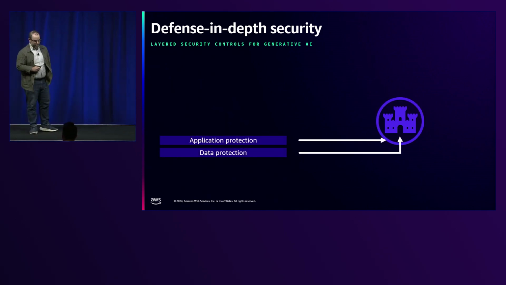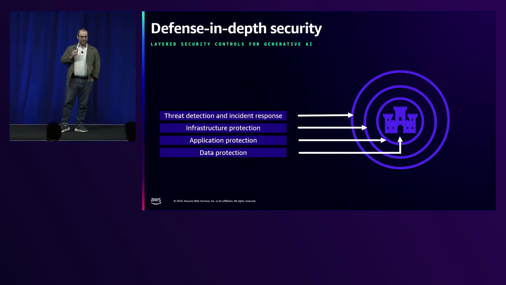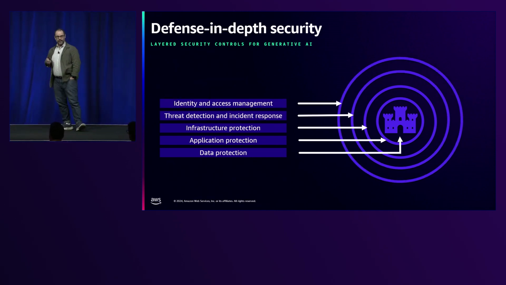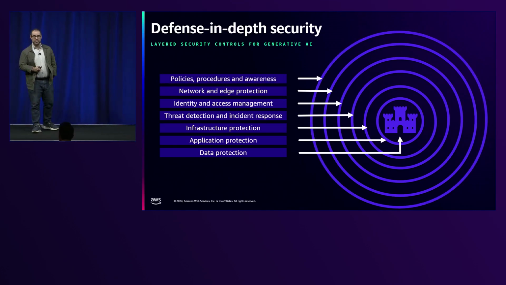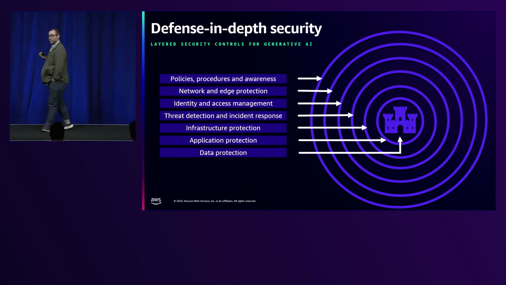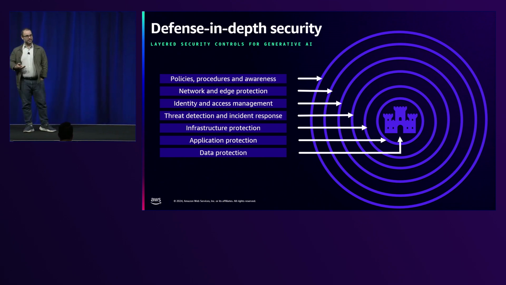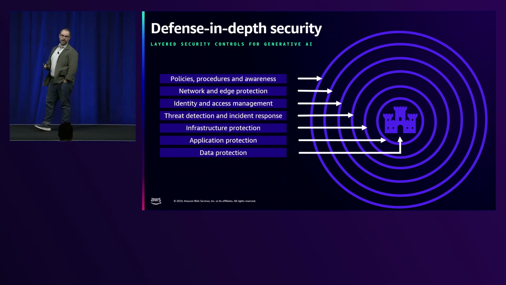We want to cover data protection, application protection, infrastructure protection, threat detection and incident response, identity and access management, network and edge protection, policies, procedures, and awareness. We need to, frankly, follow the best practices we've established as an industry over years and years, and adapt them to the new challenges and technologies that generative AI brings to bear.